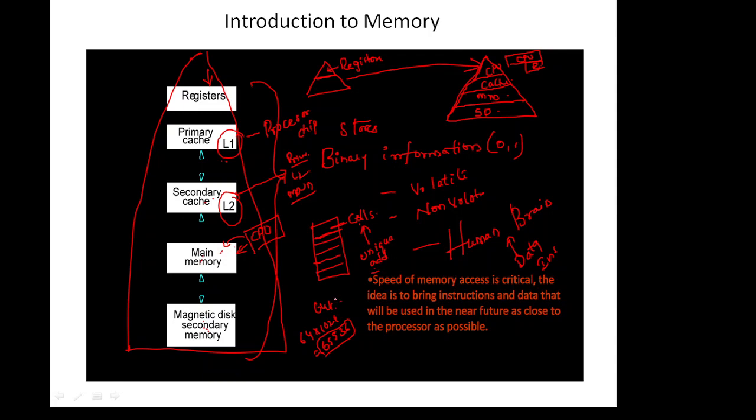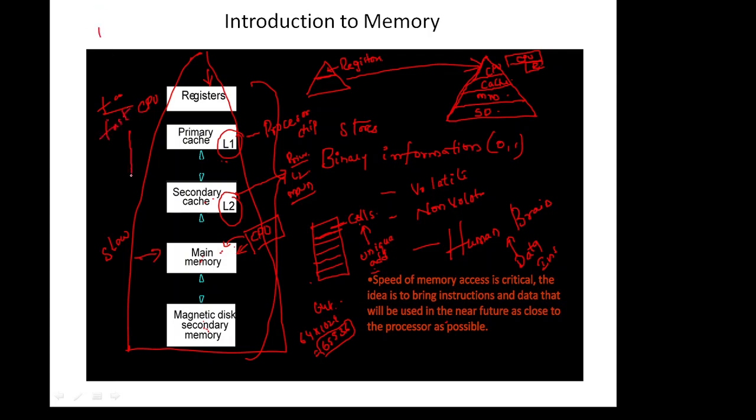Here the speed of memory access is critical. The idea is to bring instructions and data that will be used in the near future as close to the processor as possible. Fine, that is the main motto why we go for so many memories. You may have a doubt: we have the main memory, so why do we have a cache memory between the main memory and the CPU? Because the main memory is very slow, whereas the CPU is very fast.